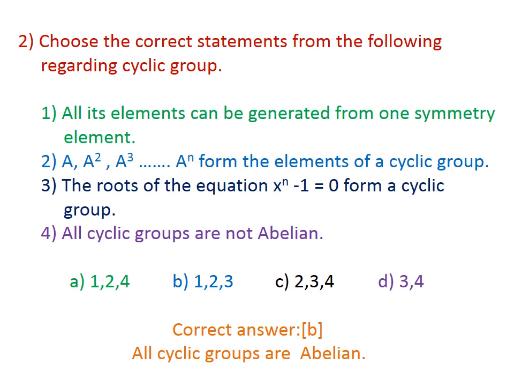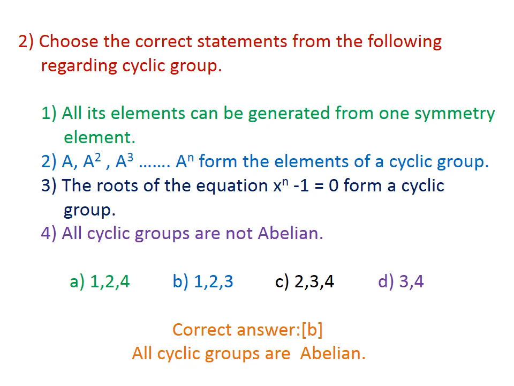Question number 2. Choose the correct statement from the following regarding cyclic group. All its elements can be generated from one symmetry element. It is correct. A, A square, A3 up to A power n form the elements of a cyclic group. It is also correct. The roots of the equation x power n minus 1 equal to 0 form the cyclic group. It is also correct. Fourth, all cyclic groups are not abelian. It is a wrong statement. Therefore, statements 1, 2, 3 are correct. Therefore, the correct answer is B.